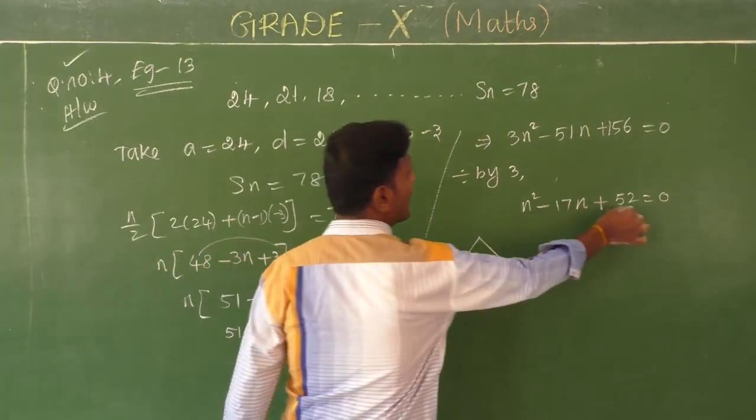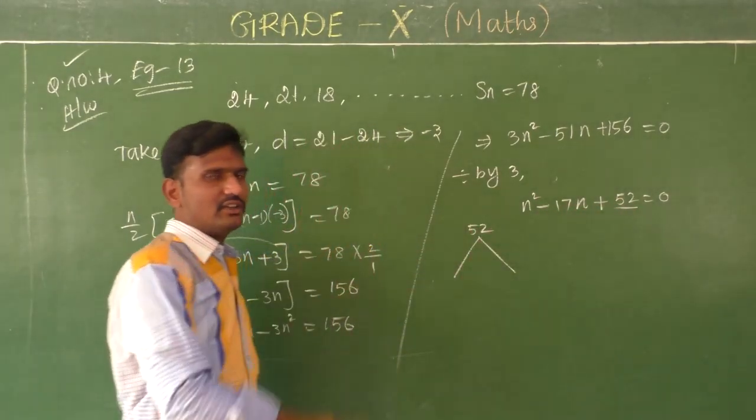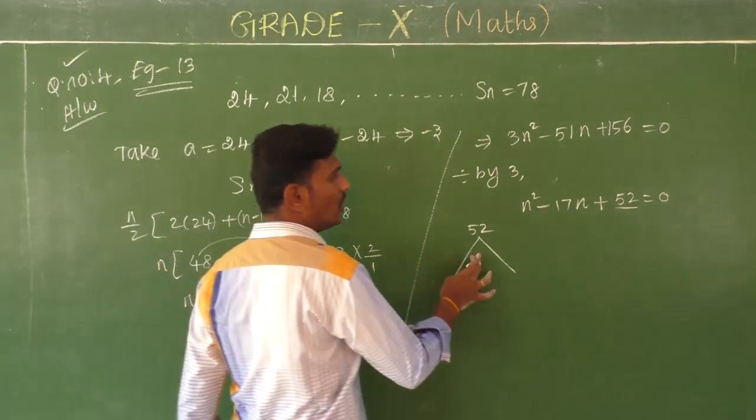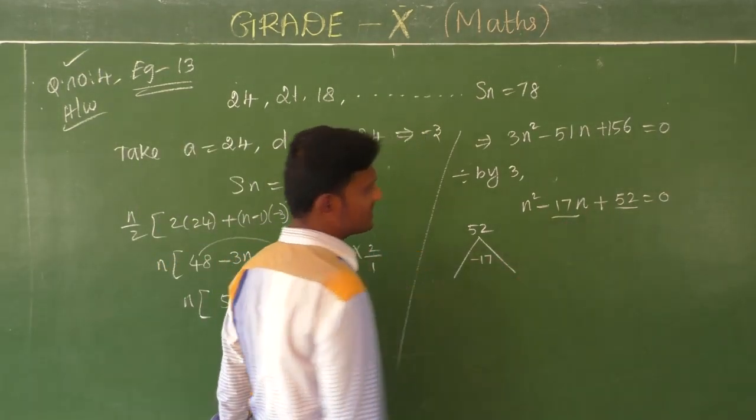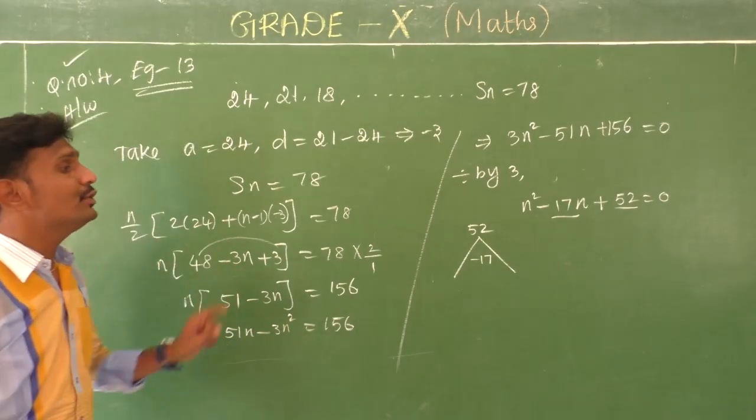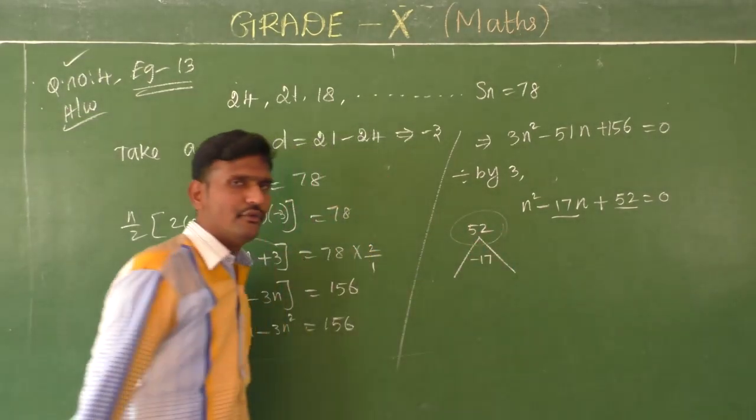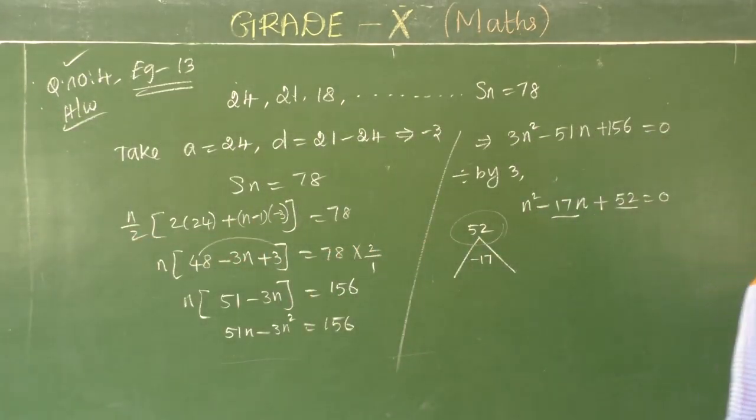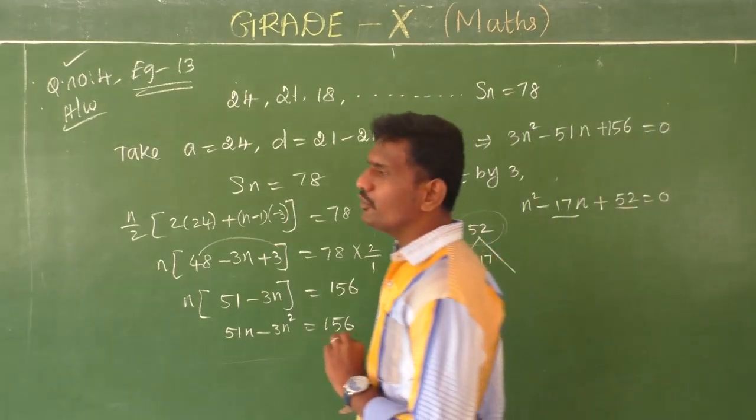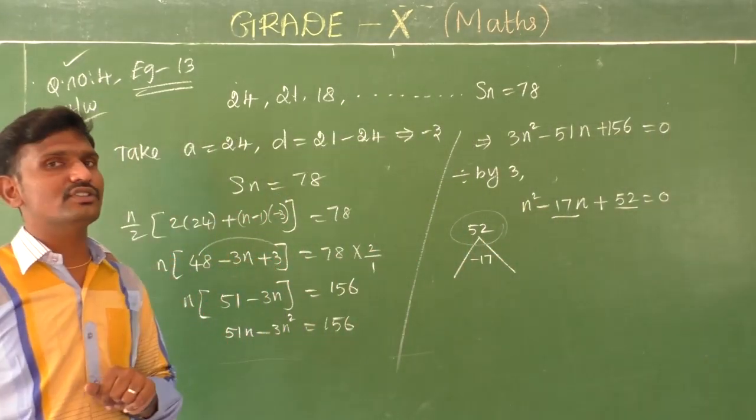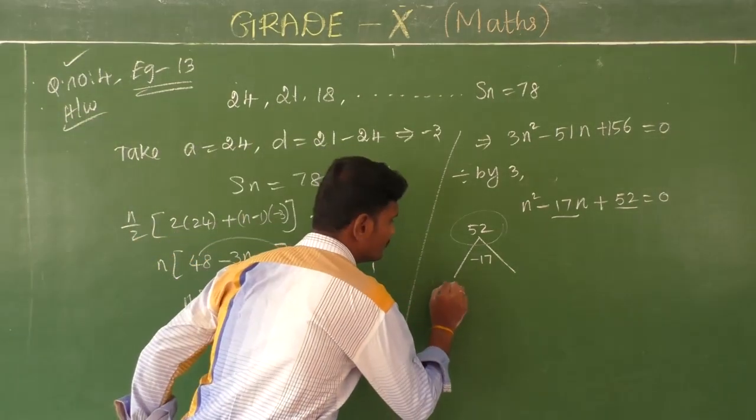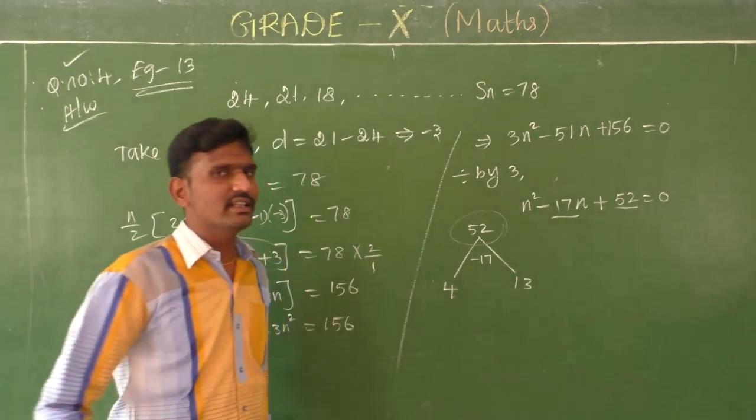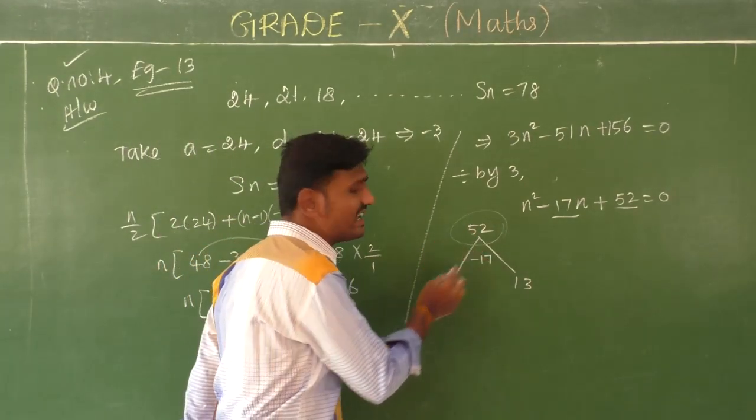The product of the roots, 52, you write on top, and in the middle, down, you write the sum of the roots, that is minus 17. Now you need to check the factors of 52. It is very simple to find the factors. 1 and 52, 2 and 26, and 3 does not divide. Then 4. How many 4s are 52? 13 fours are 52. Yes, I got the answer: 4 and 13.